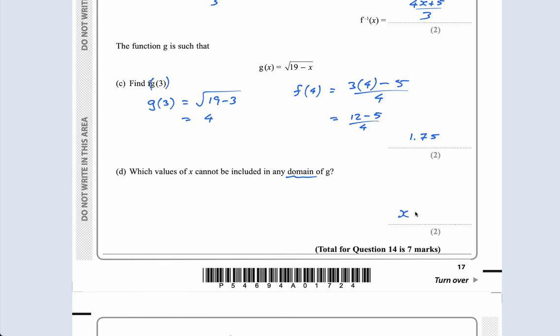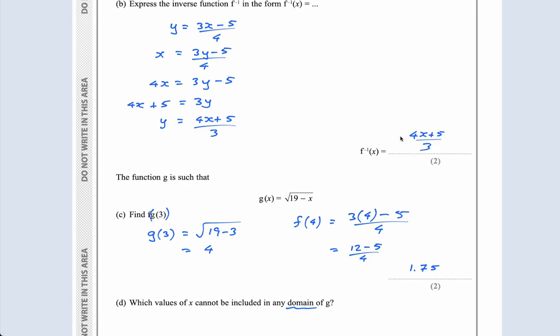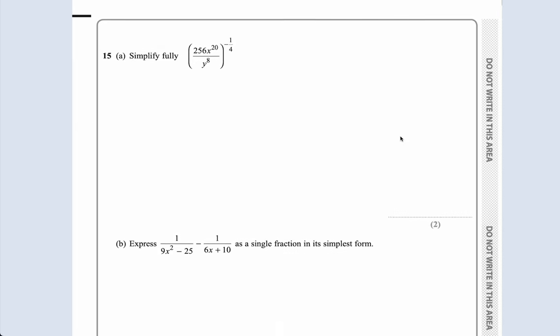I'm just going to write that here. I'll explain it one more time. Because if I put a number in here bigger than 19, like even 19.1, I'm going to get the square root of 19 minus 19.1, which is the square root of minus 0.1, which I can't have. So anything bigger than 19, 19.00001 or 25 or whatever, will break the machine. It will break this function, so you can't put it in. And that's what he's asking. Okay, that's question 14.